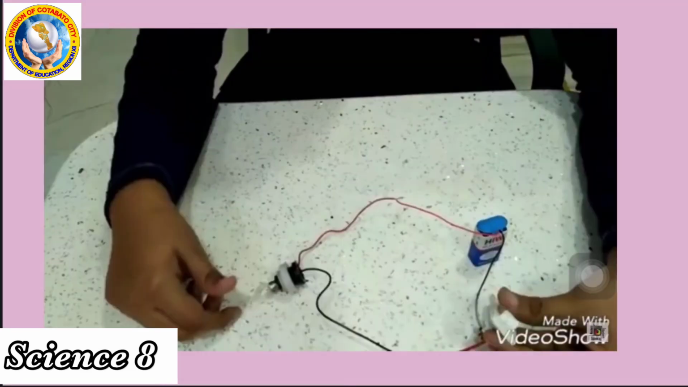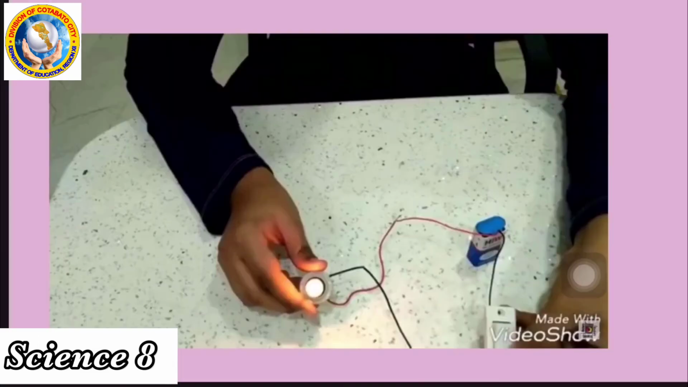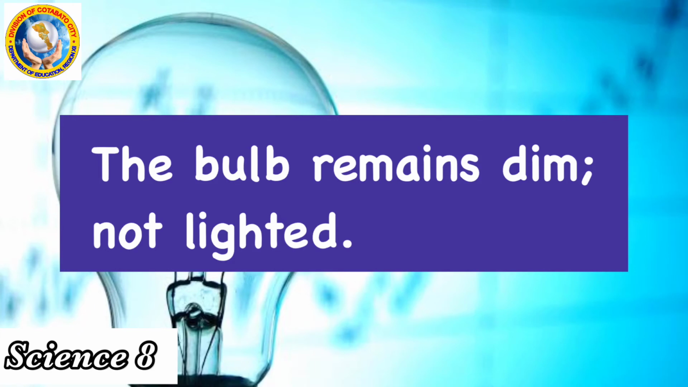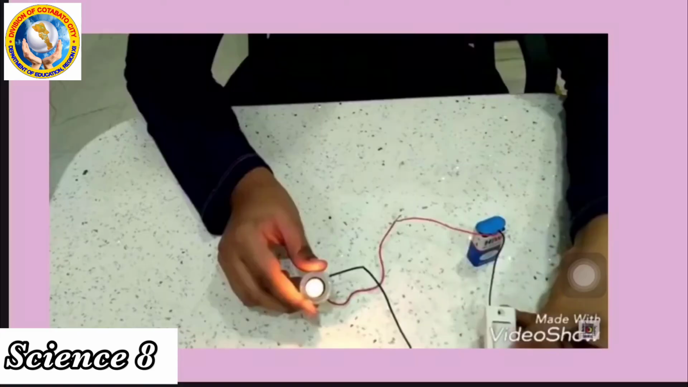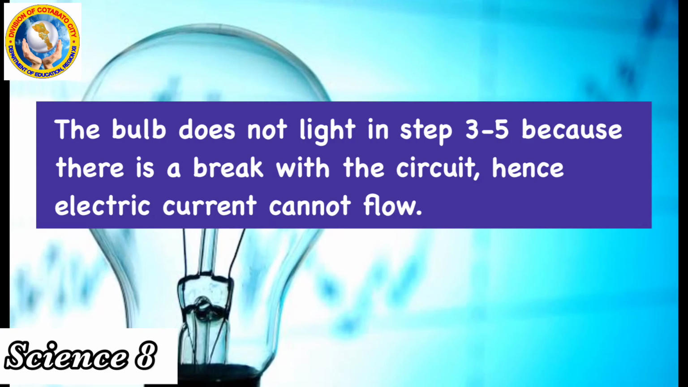Close the switch but loosen or disconnect the bulb. What do you observe? The bulb remains dim, not light. Put back the bulb but disconnect the dry cell. What do you observe? The bulb remains dim, not light. How would you explain what you observe in step 3 to 5? The bulb does not light in step 3 to 5 because there is a break in the circuit. Hence, electric current cannot flow.